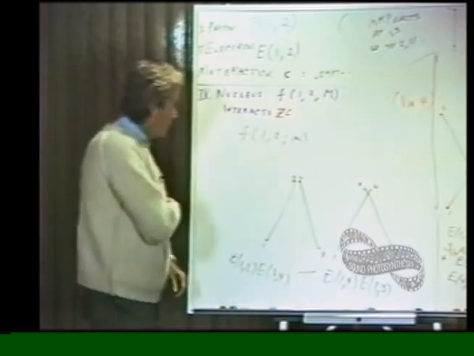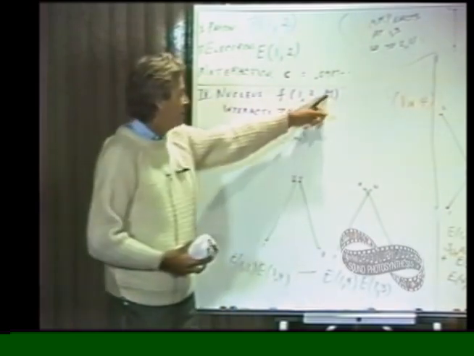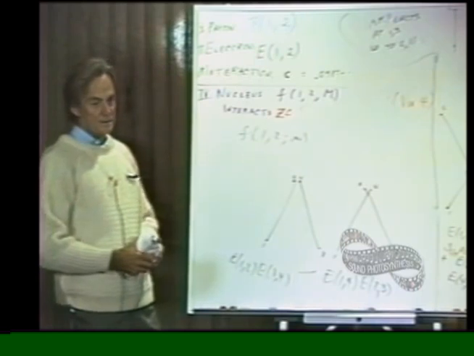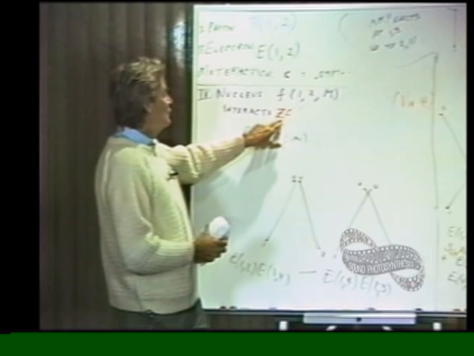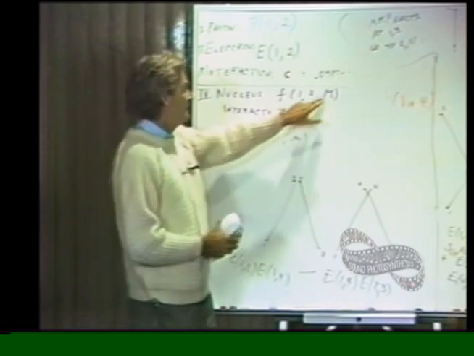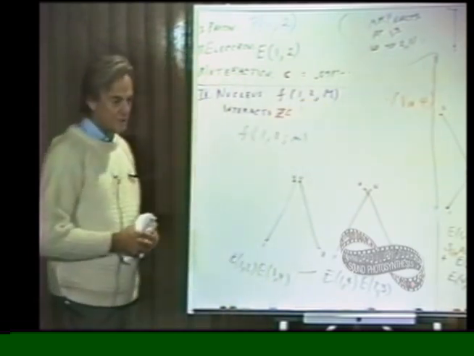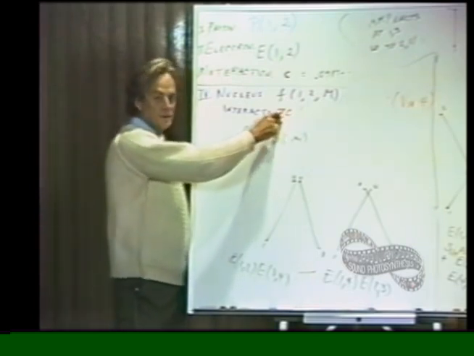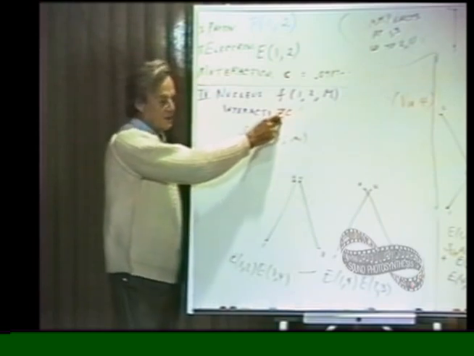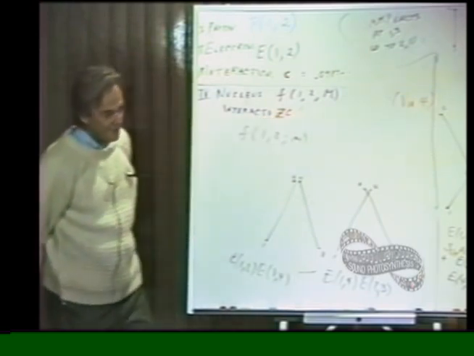Z is an integer, 1, 2, 3, 4, 5. Each different nucleus has different values of M and different values of Z. I don't mean every nucleus is different in Z; there may be two nuclei which have the same Z but different M. Those are called isotopes. Z determines the chemical properties. It's called the atomic number of that nucleus.